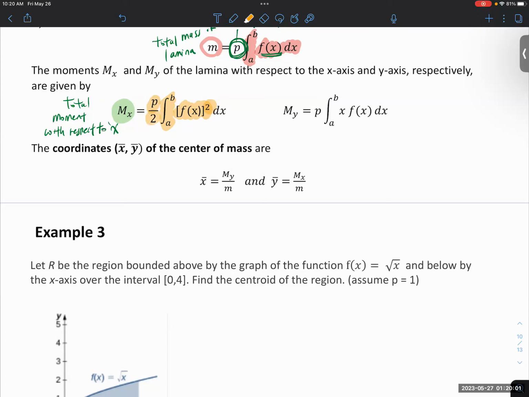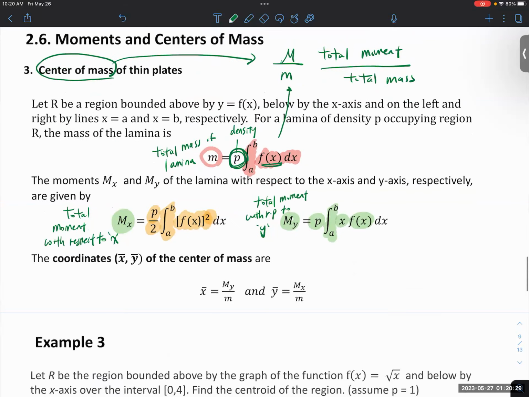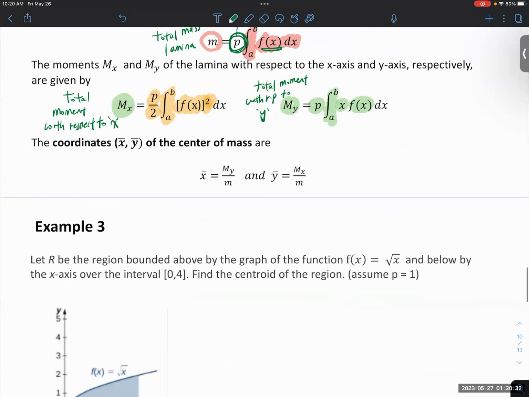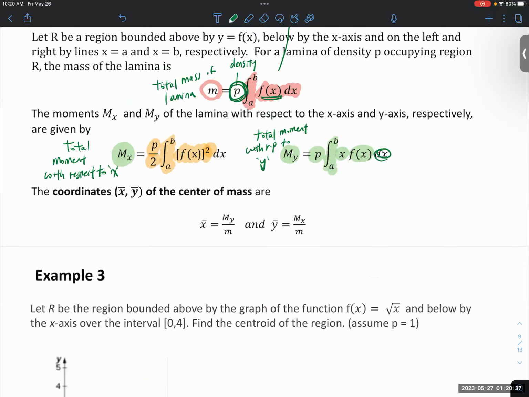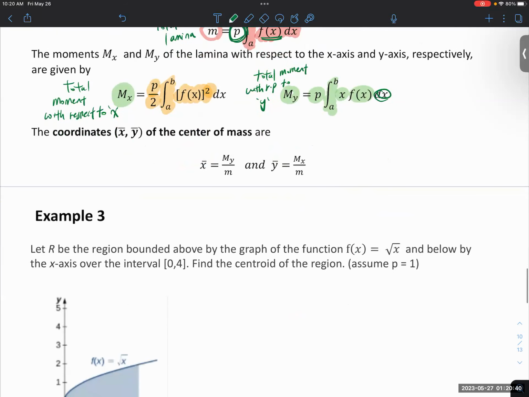It's a given function. And then the next one is the total moment with respect to the Y variable. So this is going to be P times density, from A to B, x times f of x, because it's going to be kind of like a circle shape in terms of the Y variable. So by taking the integral to find each total mass and total moment with respect to X and Y, at the end, we're going to find this formula always.